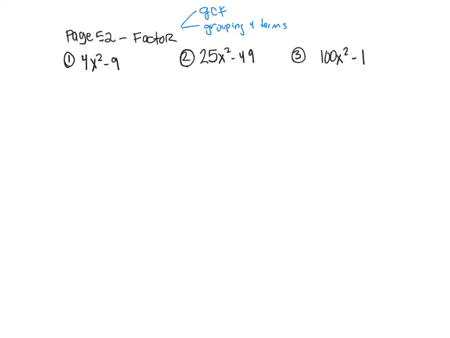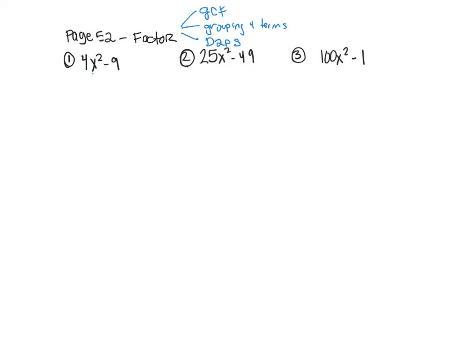So the next thing I'm going to look for is to see if this is what we call a difference of 2 perfect squares. And you can see how I abbreviated that just so we don't have to write it out every time. D for difference, 2 perfect squares, PS. Okay, so when I look at this, I can see that I have 4x squared minus 9. Both the 4x squared and the 9 are perfect squares.